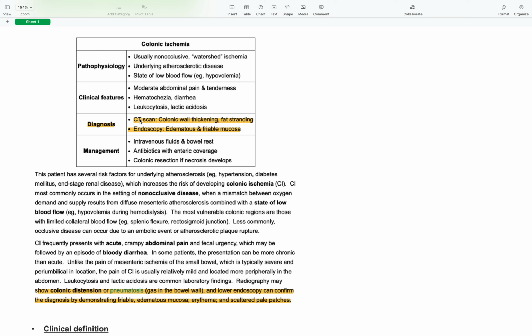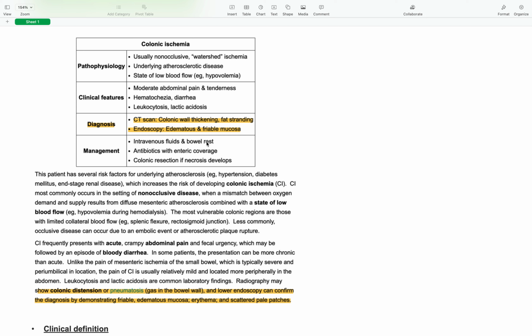So you do a CT scan. CT scan will show you colonic wall thickening with fat stranding. Endoscopic evaluation shows edematous and friable mucosa. Management would be IV fluids and bowel rest, antibiotics with enteric coverage, and colonic resection if necrosis develops.